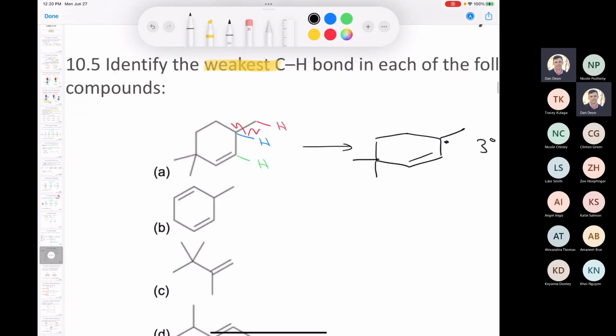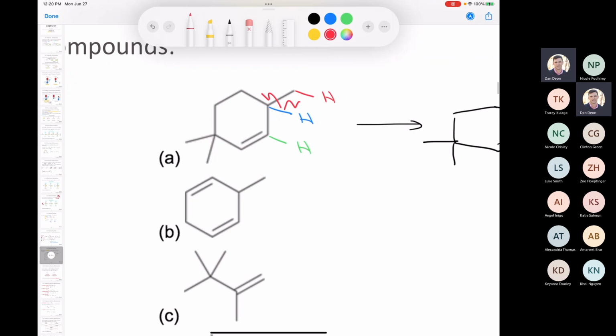Let's try the next one. What if I highlight this proton in red, this proton in black, and this proton in blue? Let's do that. And then I'll highlight this one in green. Okay. Which one of those would be the weakest bond? The red, the black, the blue, or the green?